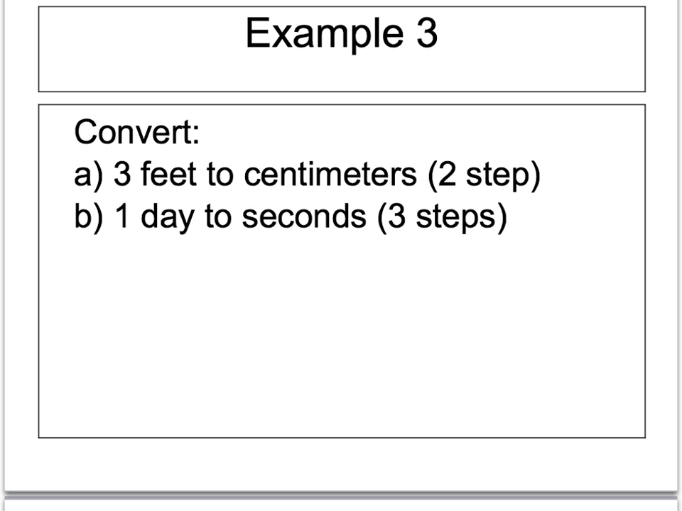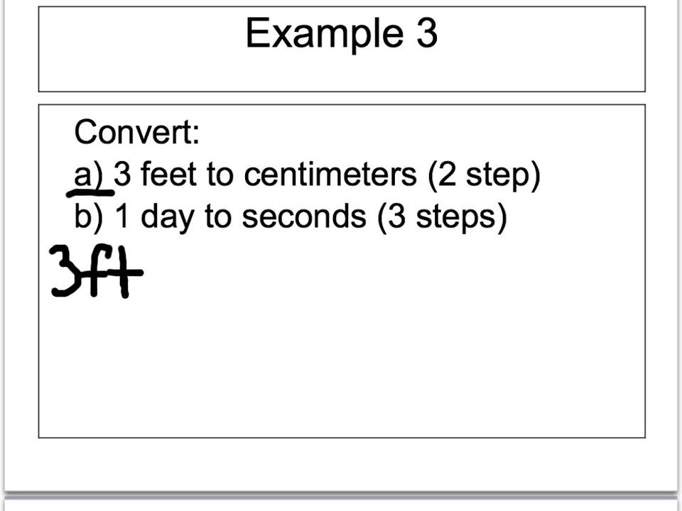Okay, using that information, I'm going to try these 2 examples. If you feel like you understand this, you might want to pause the video, try the example, and then come back and see how you did. First, I'm going to do example A, 3 feet to centimeters. So the first thing I will do is write down 3 feet. Now I'm going to go ahead and start abbreviating these. You'll pick up the abbreviations as we go. 3 feet, and I got to get to centimeters.